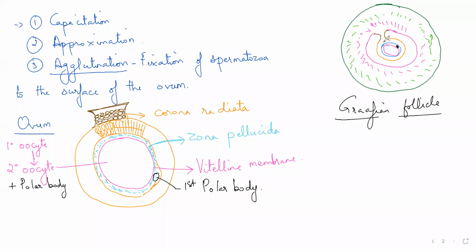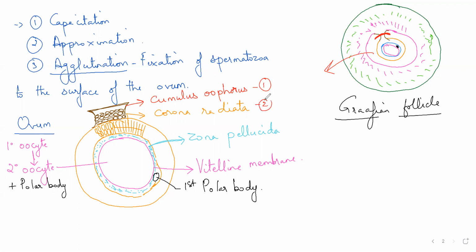Now from this Graafian follicle, this structure is actually released out. It breaks from here and comes out. It pops out. बाहर को निकल जाता है. ठीक है? Which is the ovum. So these are the cells of the cumulus oophorus.